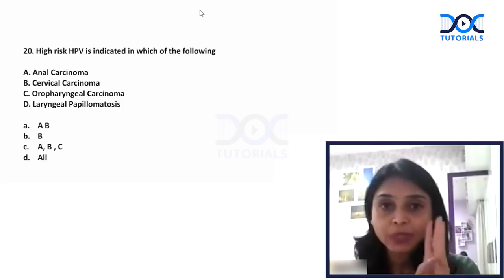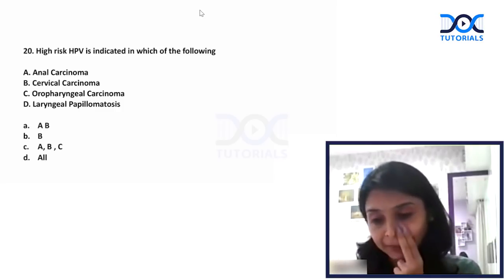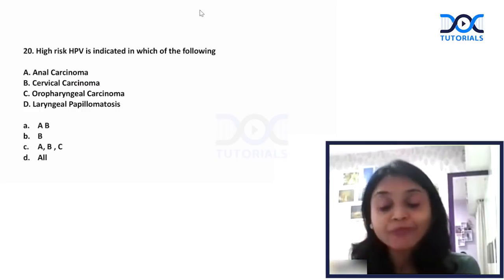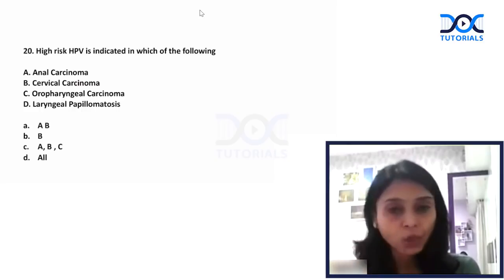See, we have 2 types of HPV. One is high risk and the other low risk. Let's see the MCQs first.